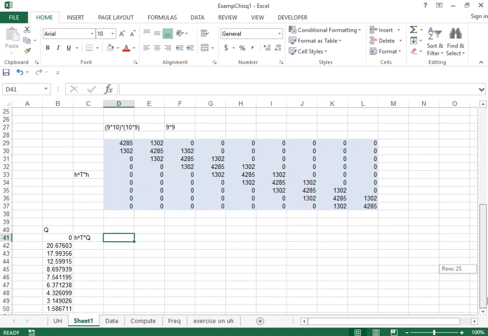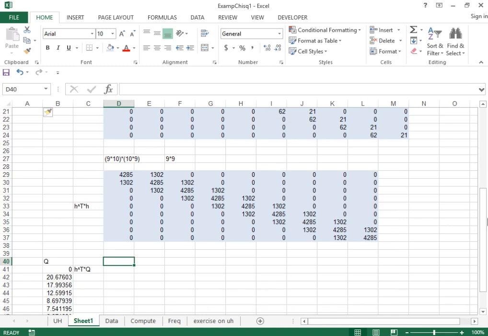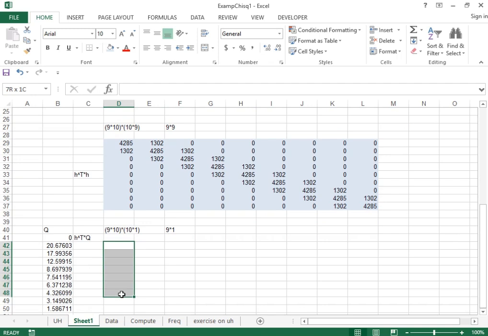Okay, so we have this. As you know, this H transpose is a 9 by 10 matrix, and times Q, which is a 10 by 1 matrix. So finally we get a 9 by 1 matrix. Therefore, in order to do that, you have to select 9 cells here, going down.